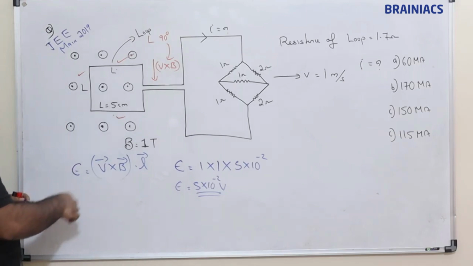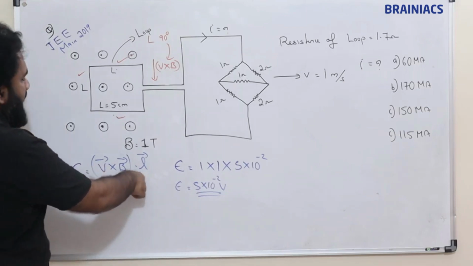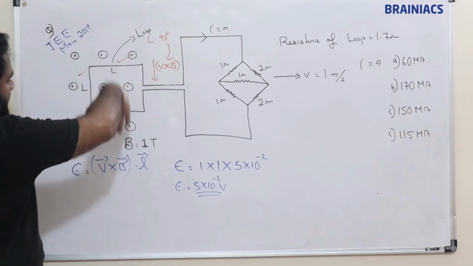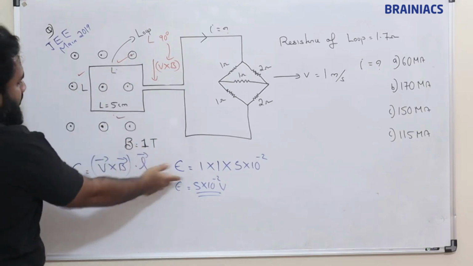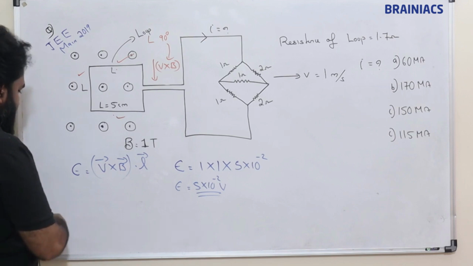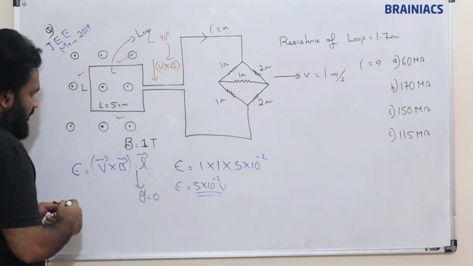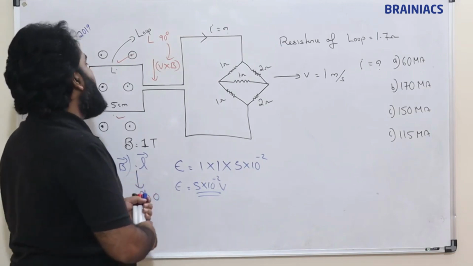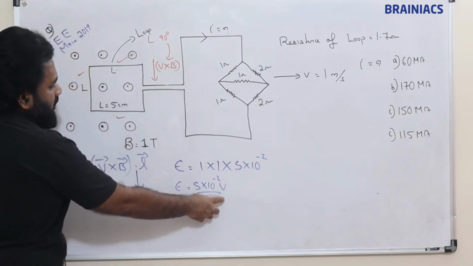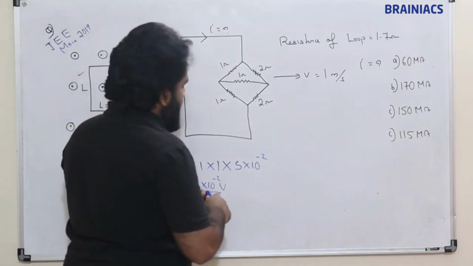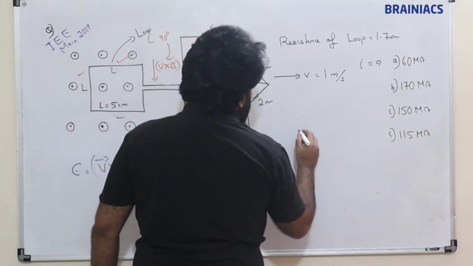This L and this magnetic field direction are at 0 degree. So in BVL we get theta equal to what here? Theta is equal to 0. Fine. Right. Now 5 into 10 raised to minus 2 volt will be there. Now what we need to understand: see, 5 into 10 raised to minus 2 volt.